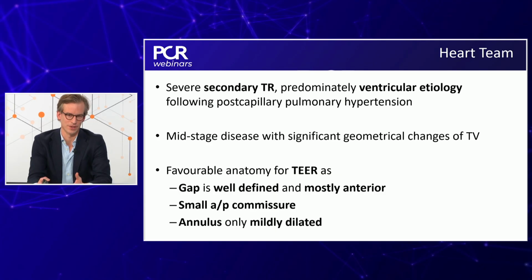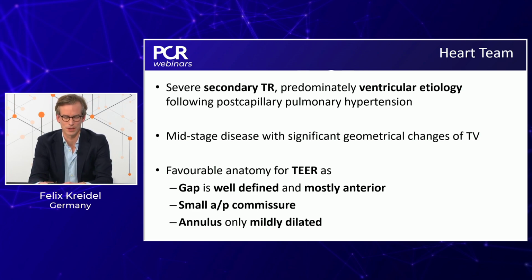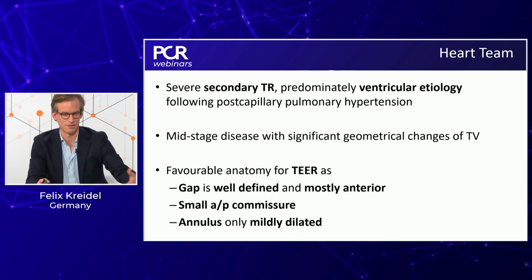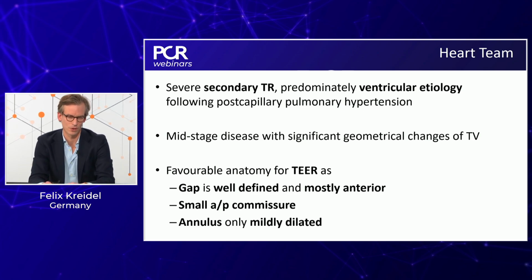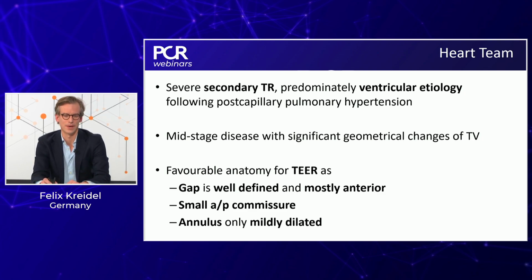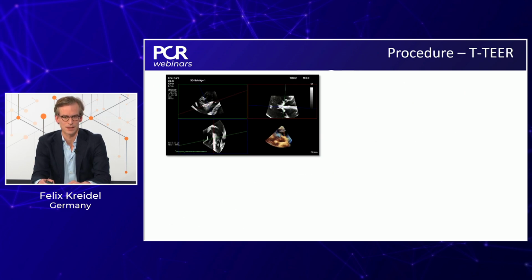Exactly. So this is how our local heart team decided. We wrapped up and said, okay, we have severe secondary TR, predominantly of a ventricular etiology, following post-capillary pulmonary hypertension. We consider this to be mid-stage disease, so certainly not very much down the road, but also not only moderate and early disease. And we found the patient to have favorable anatomy for a TEER procedure. And these are images from the procedure itself.